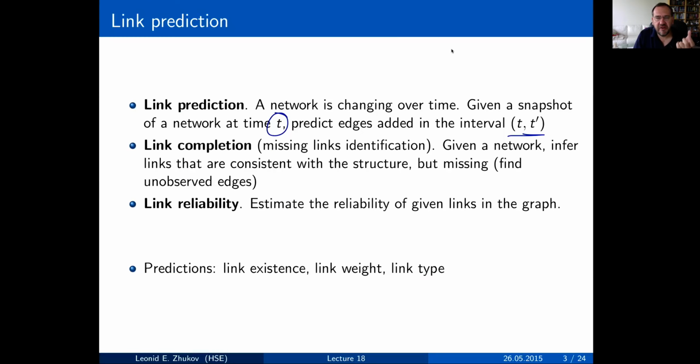This is a very, very classical predictive formulation for the problem of time evolution. The second type of problem is link completion. The idea here is we have a network, and some links could be missing. They can be missing because the network came from some observations, and we didn't observe those edges, or there was noise, and again we missed them.